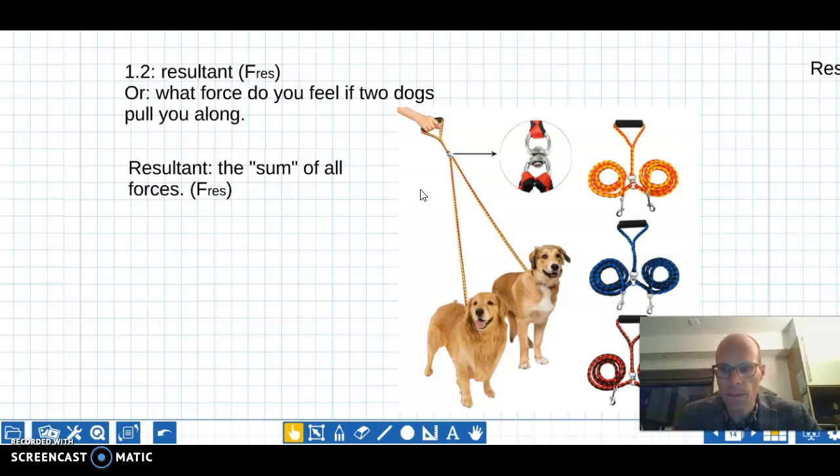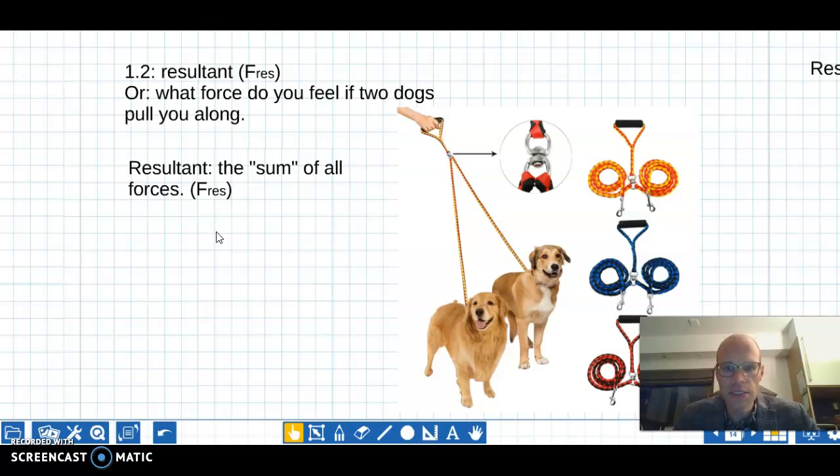But we really want to demonstrate how to add forces, or how to draw or calculate a resultant with this example. First of all, I've used a new word, the resultant.